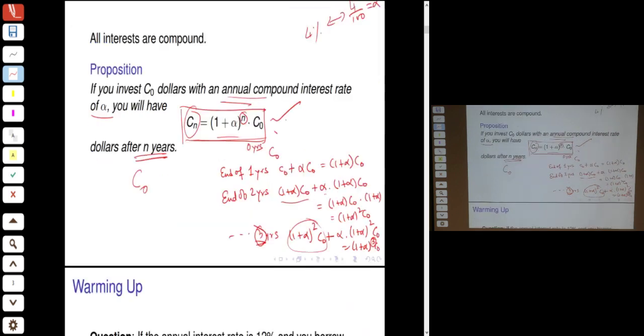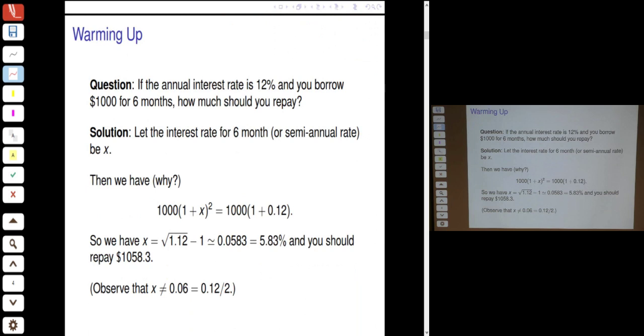Okay, so let's discuss this one example. If the annual interest rate is 12% and you borrow $1,000 for 6 months, how much should you repay? So here the tricky part is that your annual interest rate is given to you, so interest rate for 1 year. However, you are only borrowing the money for 6 months, so that's less than 1 year.